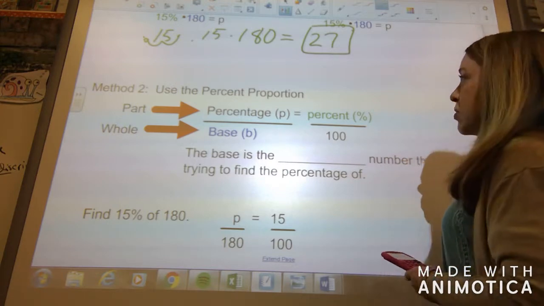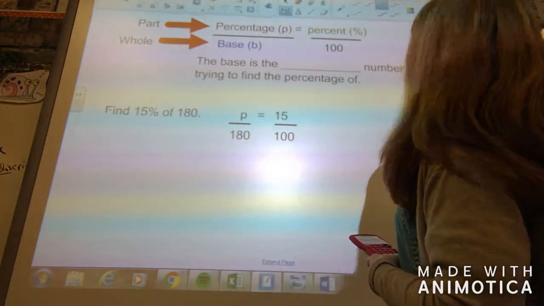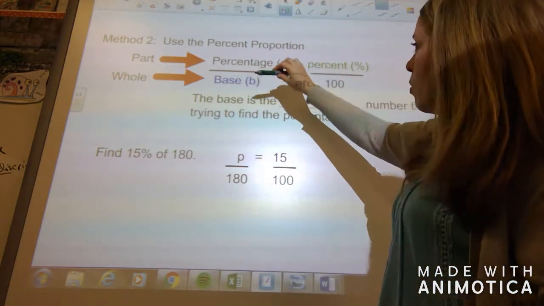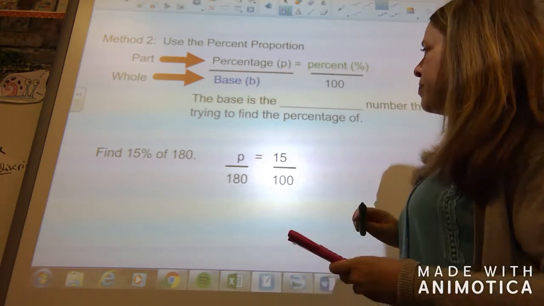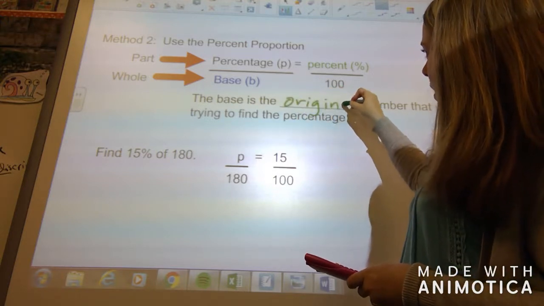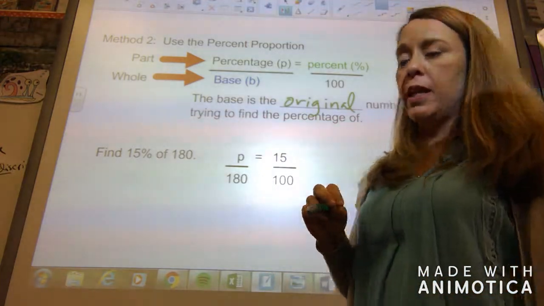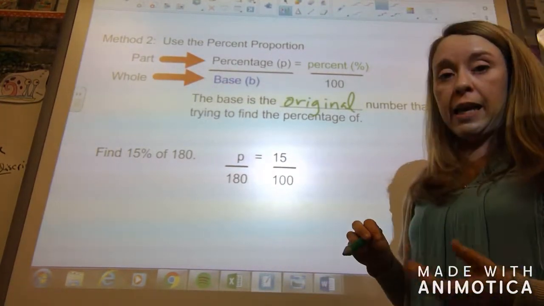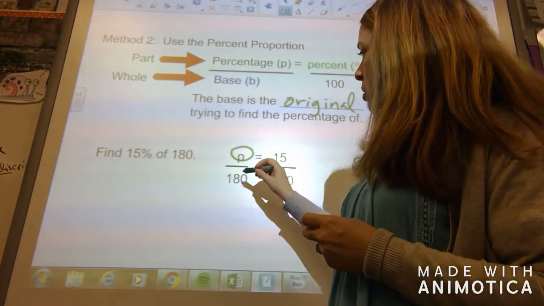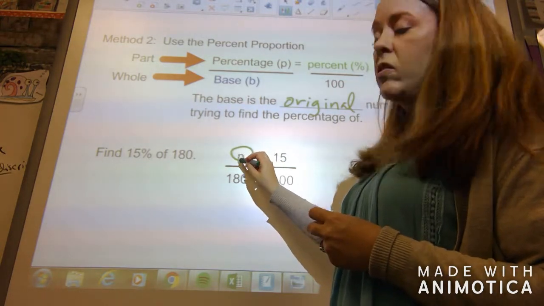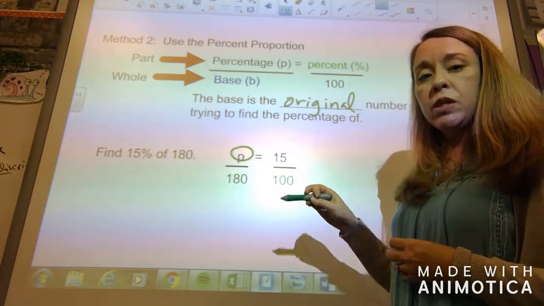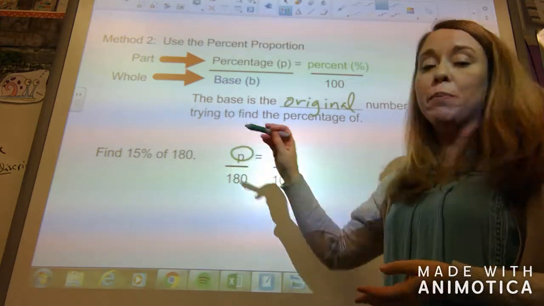All right, so now we're going to use the percent proportion. Okay, this works just like all the other proportions that we've used. We're going to set it up part to whole, part to whole. Now the base is the original number that you are trying to find the percentage of. So if we're trying to find, again, 15% of 180, then we don't know the percentage of 180, so that's our part, that's our variable, but we do know it's 15%. So our second ratio is really easy to set up because we know what percent means, right?